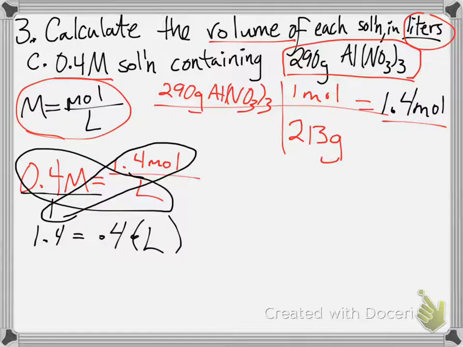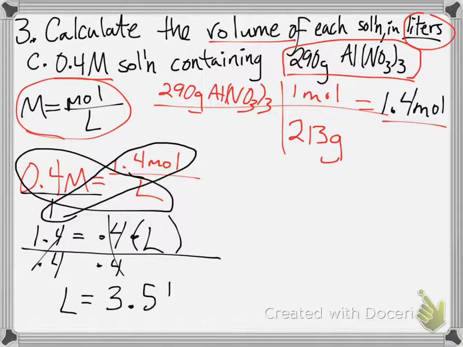All right, so then I'm trying to solve for liters, and so I need it by itself. Since they're multiplied, I have to do the opposite, meaning I'm dividing both sides by 0.4. So that my liters is going to be 1.4 divided by 0.4. And I get 3.5 liters. And that's our volume. There we go. Ta-da! So let's look at the other method.